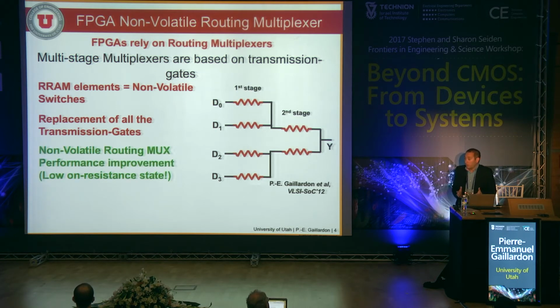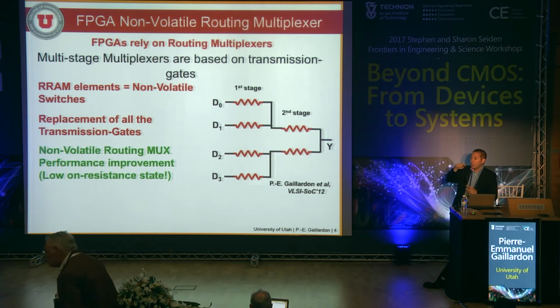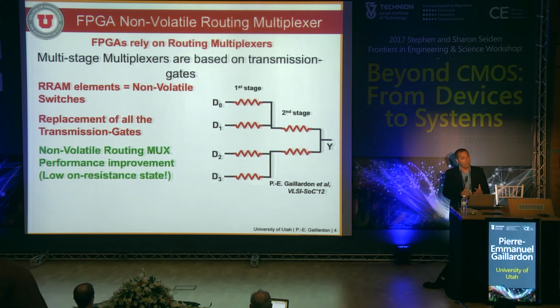First of all, you get a non-volatile routing multiplexer, so non-volatility is a given in this case. But most interestingly, you get a performance improvement, because it's possible to program resistive RAMs to achieve a very low on-resistance state, much below what you get with the current on-channel resistance of a MOSFET. So you'll basically decrease the RC delay of your routing multiplexer, and in turn get a performance benefit. And what we'll see in some next slides is that you also get power benefits, because it scales very well with the power supply reduction.